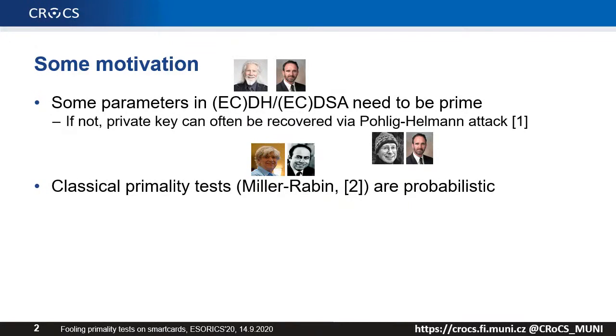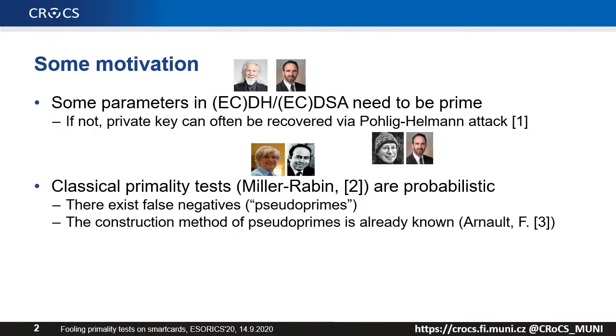There are two options. One is to construct the number so it's provably prime, but that's time-consuming. Another option is to use a Monte Carlo primality testing algorithm like the well-known Miller-Rabin, which with high probability will tell us whether the particular number is prime. But it's only probabilistic, which means there still can be false positives, so-called pseudoprimes, which are composite numbers that are able to pass this probabilistic primality testing.